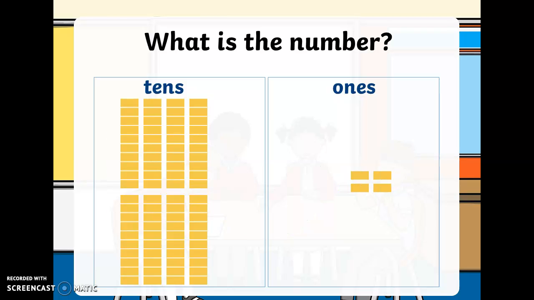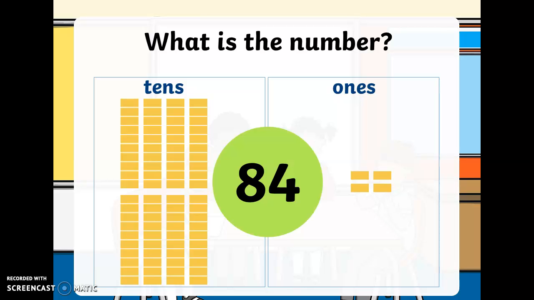Let's try the next one. How many 10s do you see? How many 1s do you see? What number does this make? 84. 8 10s and 4 1s.